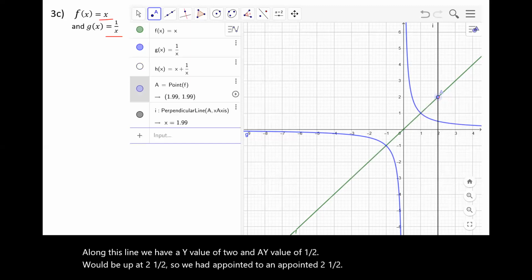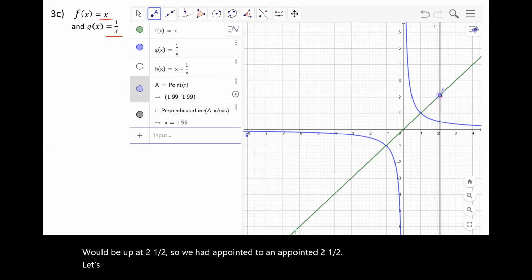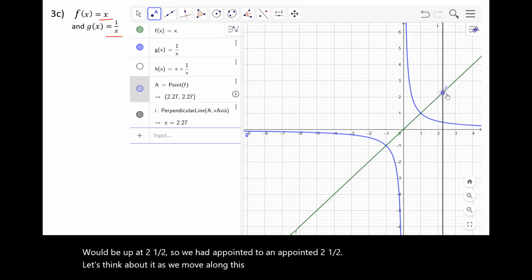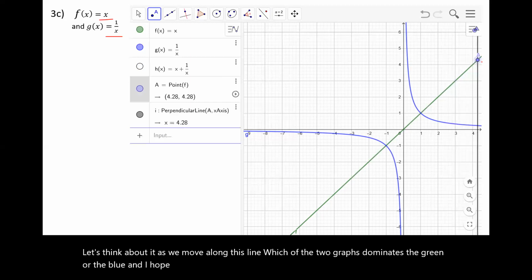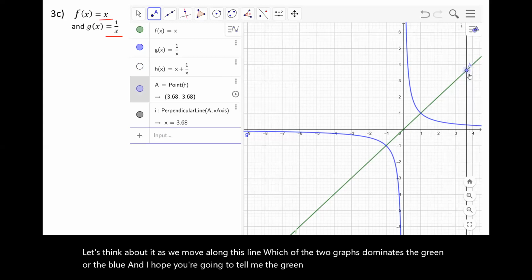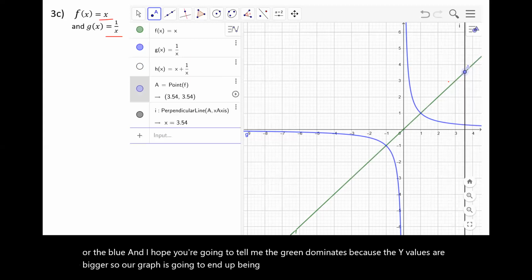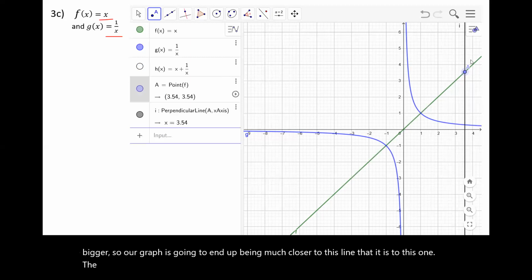Now, let's think about it. As we move along this line, which of the two graphs dominates? The green or the blue? And I hope you're going to tell me the green dominates because the y values are bigger. So our graph is going to end up being much closer to this line than it is to this one. The other thing you might want to think about is, are we above that line or are we below it?